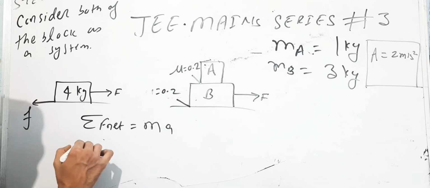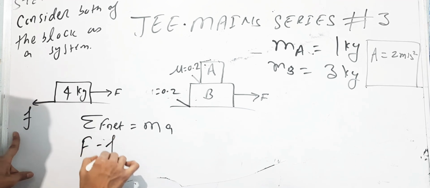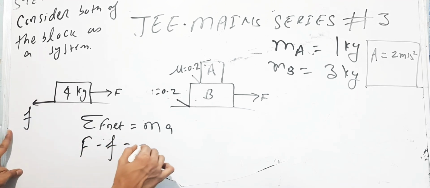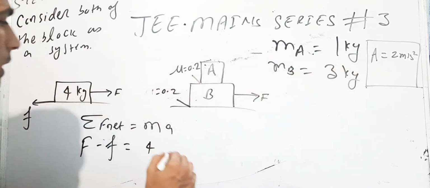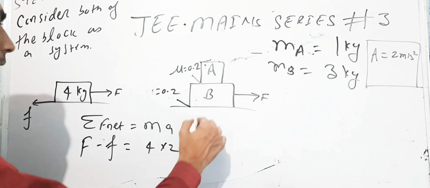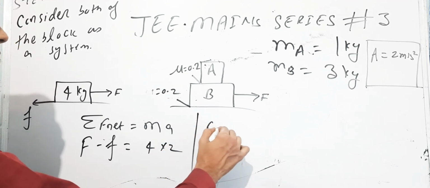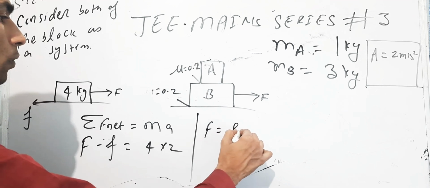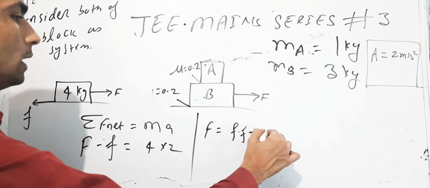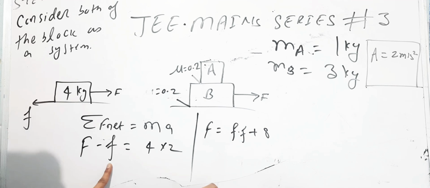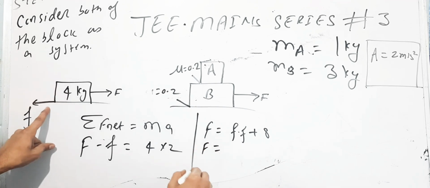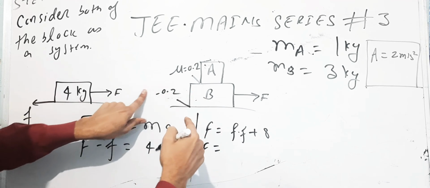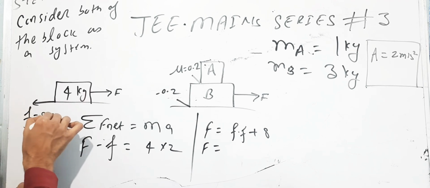F is acting in the right direction, and this is the friction force which is in the left direction, and M is the system mass, that is 4, and A you have already found, that is 2, right? So students, F equals friction force f plus 4 into 2, that is 8. Friction force is basically mu N, where mu remains 0.2. So friction is equal to 8 Newton.